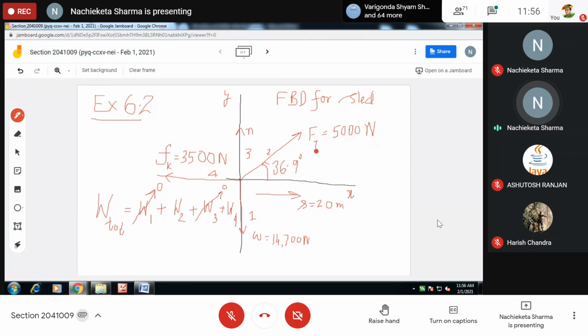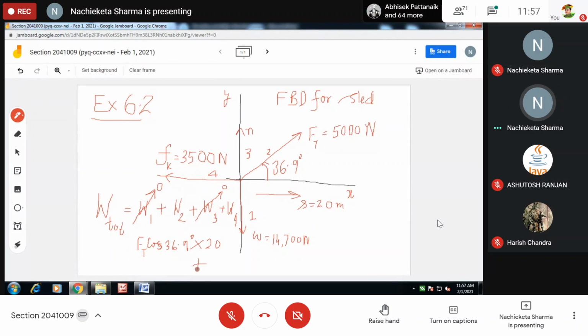What is the work done by W2? It will be F T cos 36.9 degree into S, which is 20 meter. Don't take it for phi. It is F T cos 36.9 degree into 20 meter, isn't it? So this value. And what will be W4?